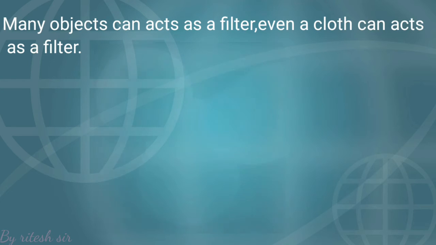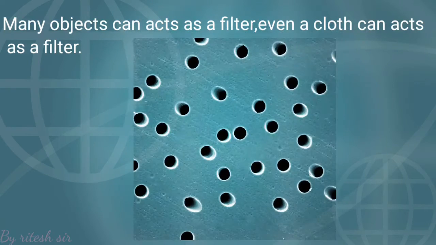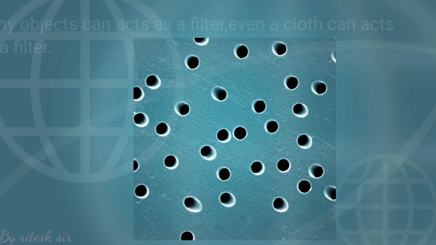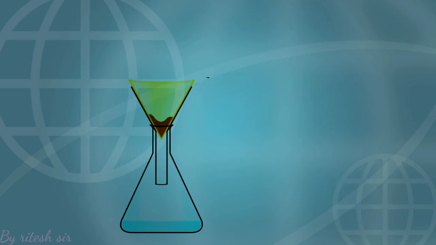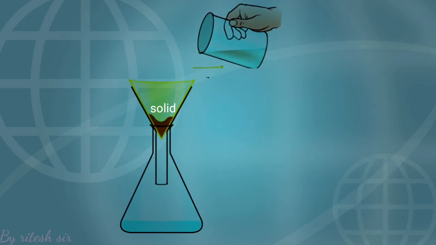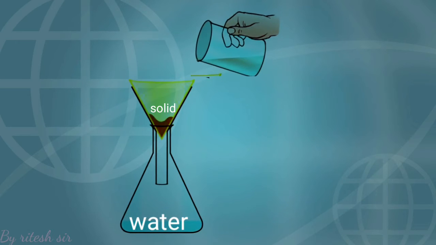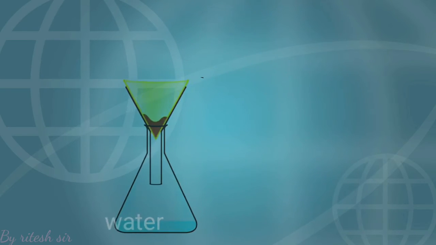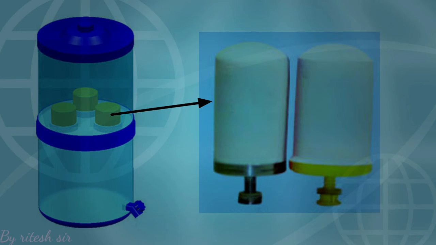The best example is a filter paper. These papers have very tiny pores on them. So how can we use a filter paper? We fold a filter paper and make a cone and put it over a beaker. When we put muddy water in this paper, then solid particles remain in the paper and water can pass through it. At your home, you can see water filters. They have candles which act as a filter.